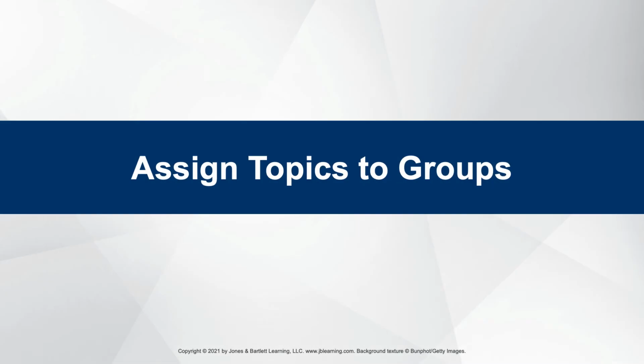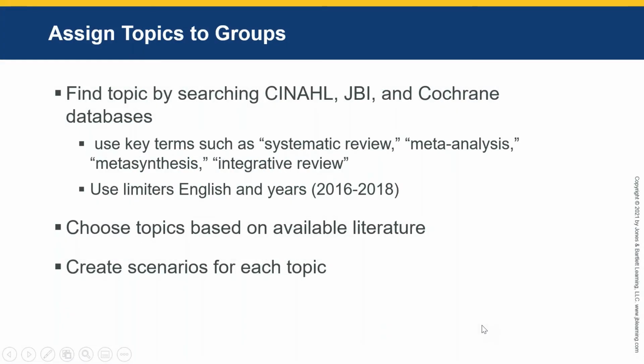Let me tell you a little bit about assigning topics to groups. I systematically search CINAHL, JBI, and Cochrane, and all I put in are the terms systematic review, meta-analysis, metasynthesis, and integrative review. Then I use limiters of English, and I go back a few years. I do this purposefully because I want them not only to find these systematic reviews between 2016 and 2018, but also to find studies that have been conducted since the systematic review was published.